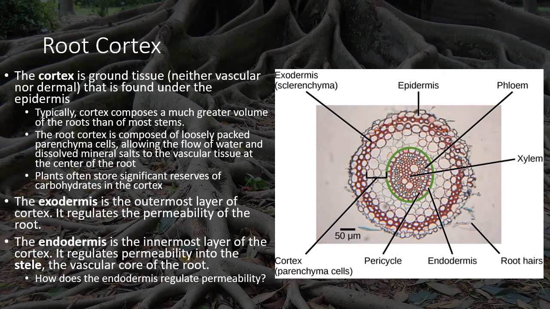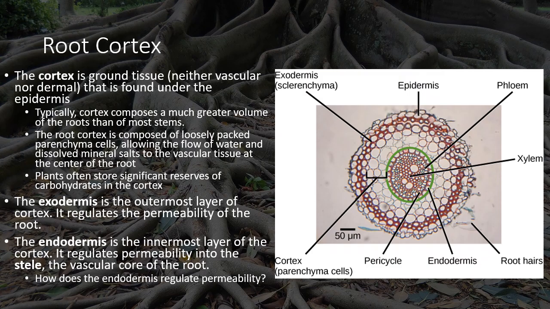They are going to allow the flow of water and dissolved mineral salts to the vascular tissue at the center of the root. Unlike the vascular bundles in stems, in roots the vascular bundles are all concentrated together in the core of the root called the stele. The root cortex also often stores a lot of the carbohydrates of a plant, and we'll look at examples of storage roots in a minute.